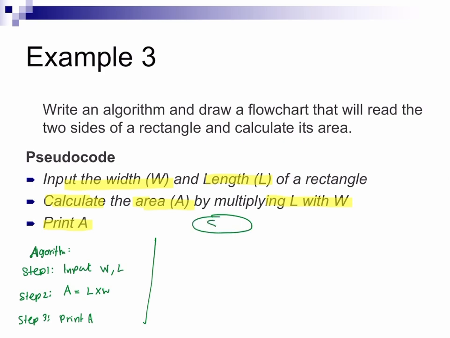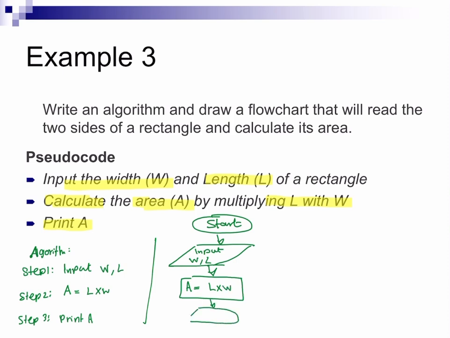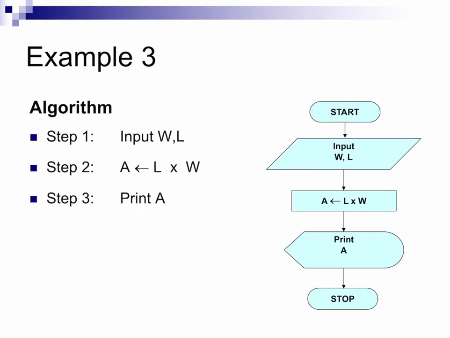First, we start with an oval that says start. Next, we're going to have our parallelogram that has our inputs, which are the width and length. Then we will have our calculation, which is always in a rectangle. Area is equal to the length multiplied by the width. Then we're going to have our outputs in a parallelogram, so we can print the area. So print A. And finally, our program is done, so we'll have an oval that says stop. So it's as simple as that.